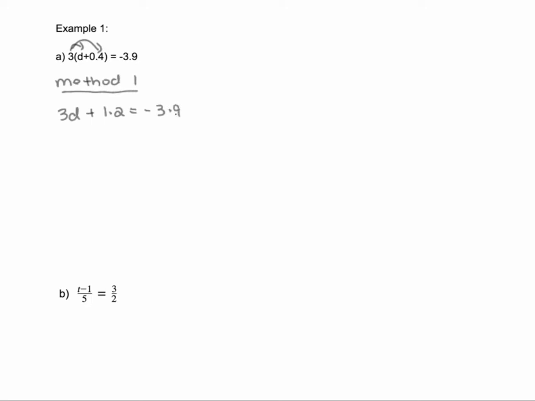And then once we get here, we're solving just like we've been doing the whole unit so far. So minus 1.2 from both sides, leaving us with 3d equals negative 5.1, and then we're going to divide by 3. So this divided by 3 will be negative 1.7.